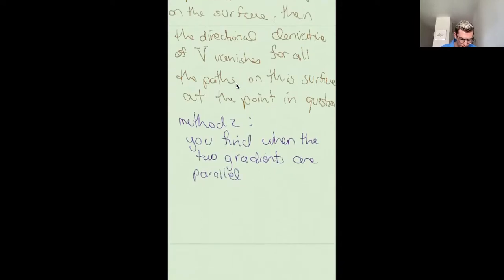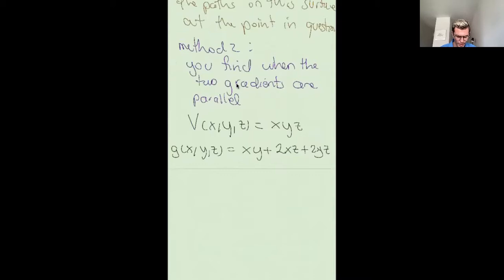So one function was this one. The other function is the one that I called the level surface function. Okay, well, I promise that this method is faster. So let's see if this is true. What's the gradient of V? Is that making sense? That's the gradient of V, right? So far, so good.